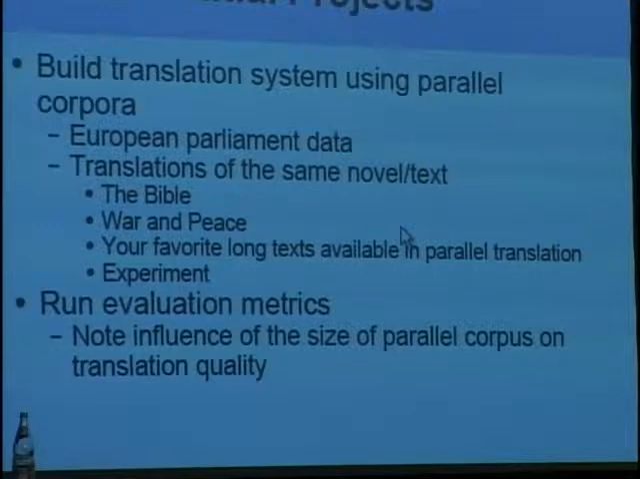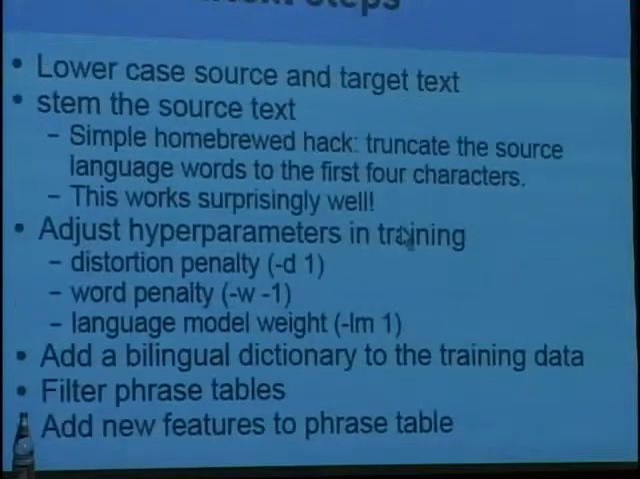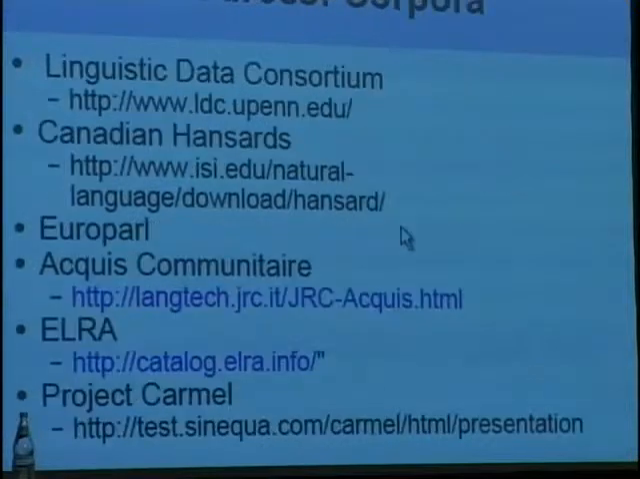Well, it trains on any domain. If you train it on a very specific domain, then you're going to end up with translations specific to that domain. So next steps, I'm going to put these slides online so you can check these out as you explore. But try some different things: lowercase the source and the target, adjust the hyperparameters, add a dictionary. You would think that would be automatic, but even a bilingual dictionary can give a few score points, and add some new features to the phrase table.